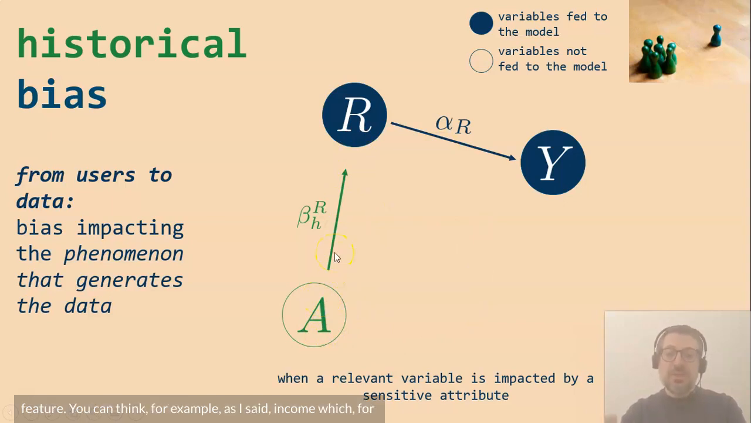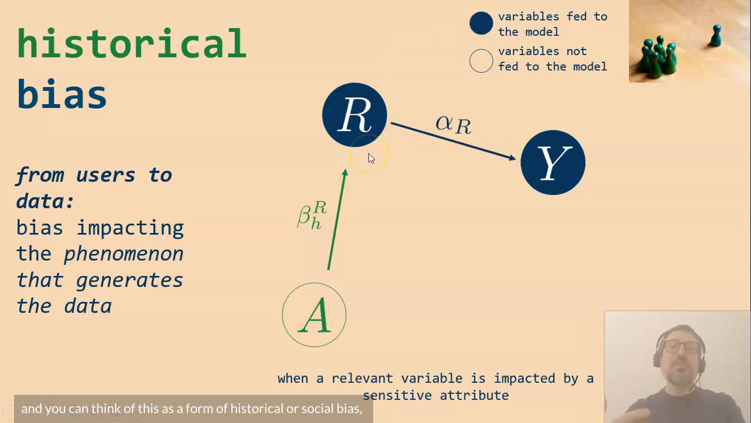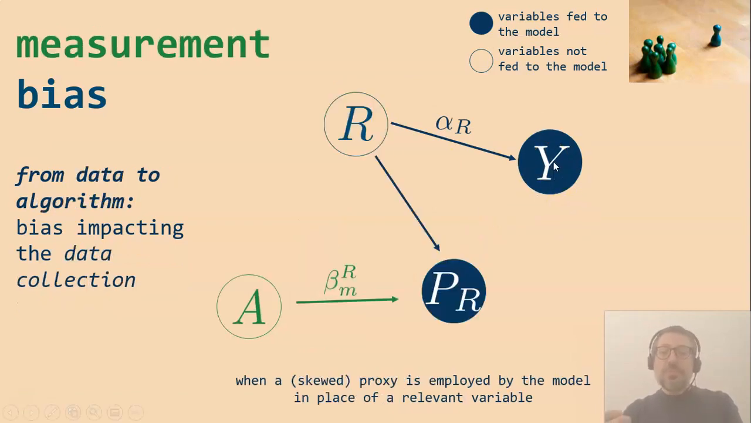You can think, for example, as I said, of income, which for social reasons, for historical reasons, is dependent, for example, on gender. So on average, women have lower income than men. It depends on the country, of course. And you can think of this as a form of historical or social bias. Of course, historical bias can happen on the target variable as well.